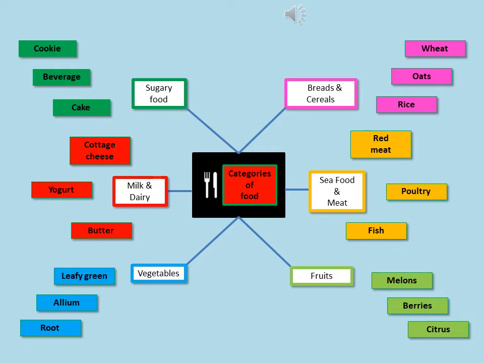So students, here in this diagram, I have further expanded the food items into different categories, including the list of food items that come in that category. As you could see, categories of food. This is your central idea or the main idea of mind mapping.